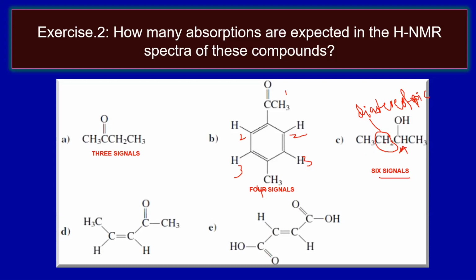So these two protons are different, chemically non-equivalent. So therefore 1, 2, 3, 4, 5, 6. It will give you 6 signals. So here there is no problem. 1, 2, 3, 4 different. So only 2 signals. So one for these protons, second signal for these protons. This is actually fumaric acid.